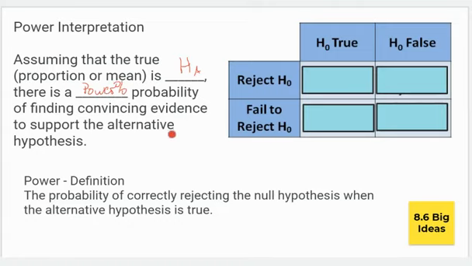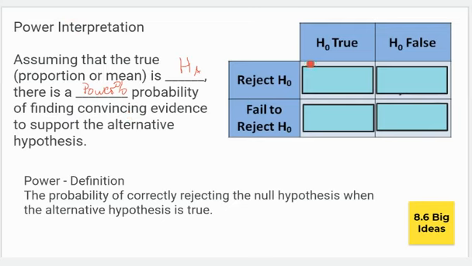So if we are told that the power of the test is 80%, and we know that the alternative says that a particular proportion is greater than 25%, we would say, assuming that the true proportion is greater than 25%, there is an 80% probability of finding convincing evidence to support the alternative hypothesis. So that's the definition of the power of the test and also how to interpret the power of the test.